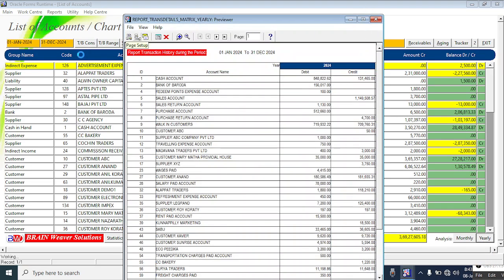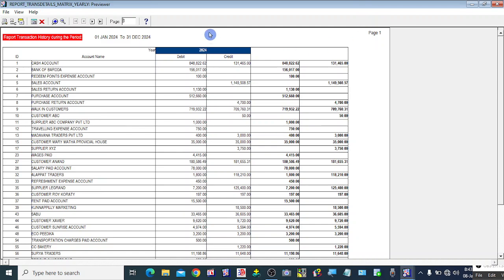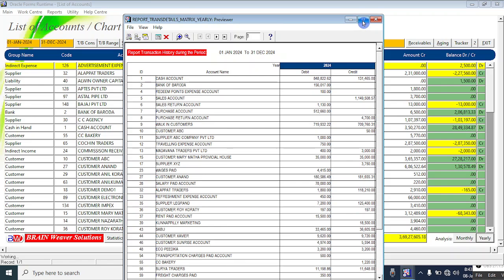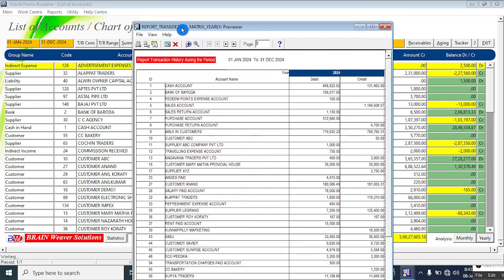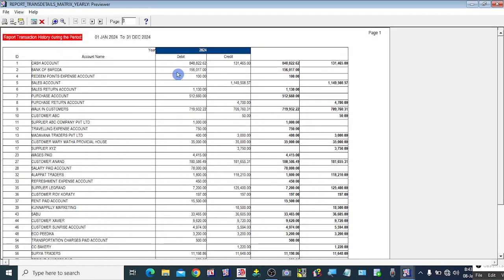Here the date range we have entered is only a single year. It means from 1st January 2024 to 31st December 2024. In the previous report, the system generated a month-wise breakup of all the ledger transactions. In this report, what we have selected is year-wise, and only the date range is pertaining to the year 2024. That is the reason the system has generated only the transaction details for 2024.